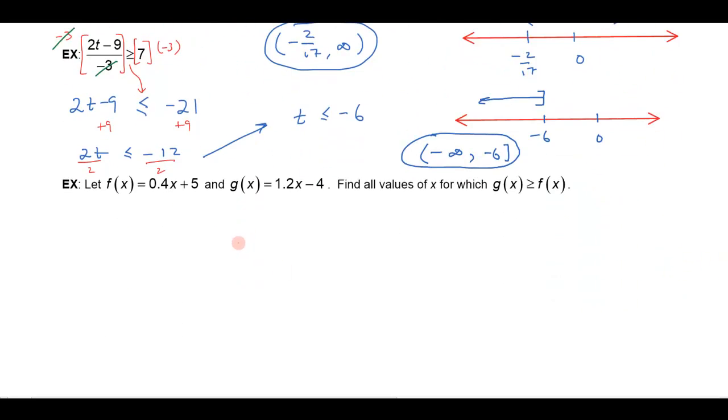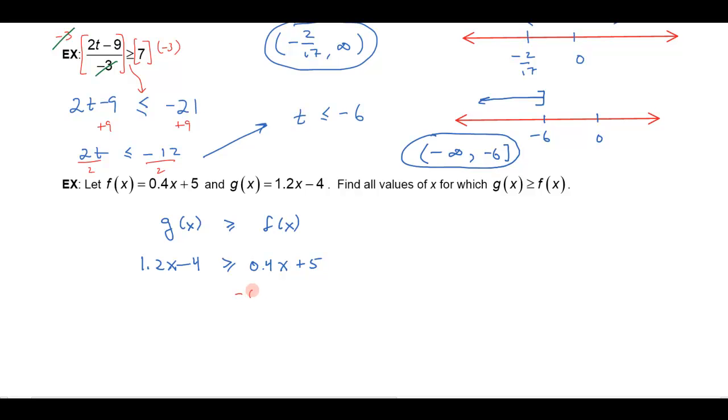Alright, one last problem here using function notation. I have one function that is 0.4x plus 5, that's f, and another function g, 1.2x minus 4. And I want to find where g of x is greater than or equal to f of x. So really all I need to do is just substitute, right? G of x is 1.2x minus 4. I want to know where that's greater than or equal to f of x, which is the 0.4x plus 5.